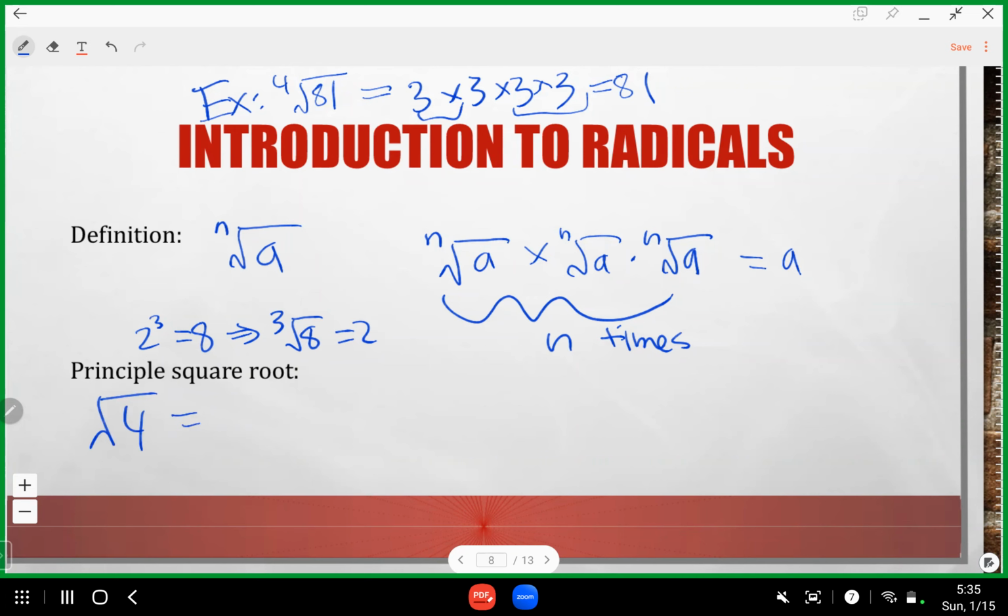Well, you see here, the thing about this is the principal square root. It doesn't really apply to other roots, right? But the principal square root says that when you're taking the regular square root of any number, it has to be positive. So even though there's a common misconception that the square root of 4 is equal to plus or minus 2, it's not.